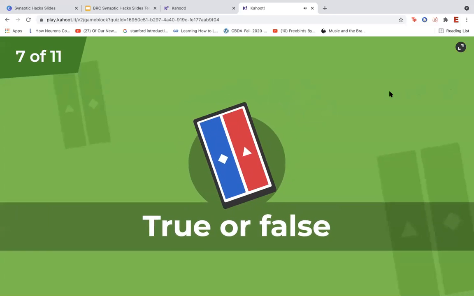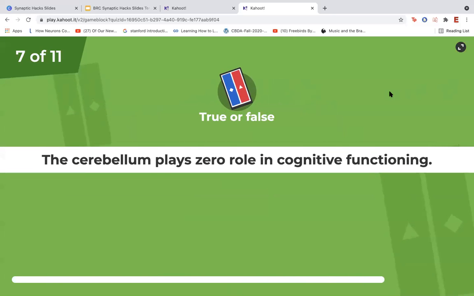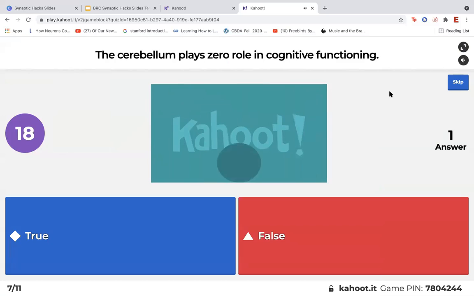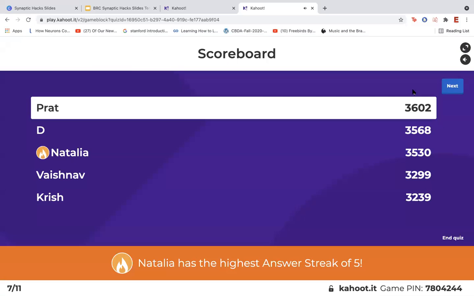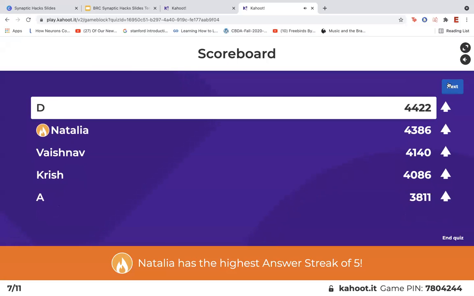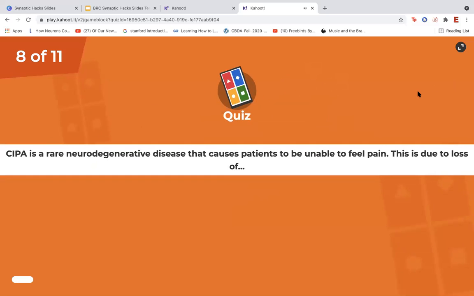Great, nice. Wow. Completely new top 5. The cerebellum plays 0 role in cognitive functioning. True or false? You got this. A lot of quick answers, quick fingers. Awesome. Yes, the majority of you got it right. Awesome. And for those of you that are getting some of these wrong, that's completely okay. Do not worry about it. It's all part of the learning process.